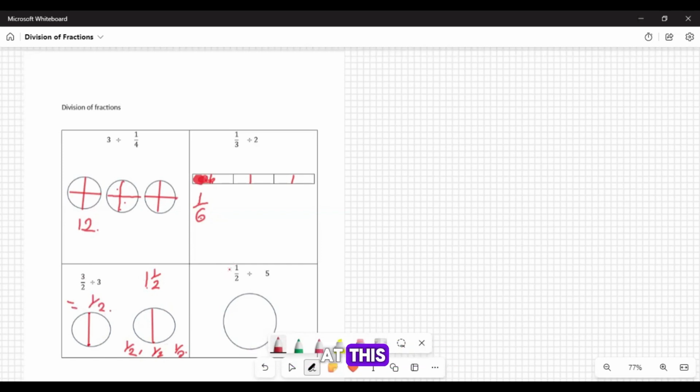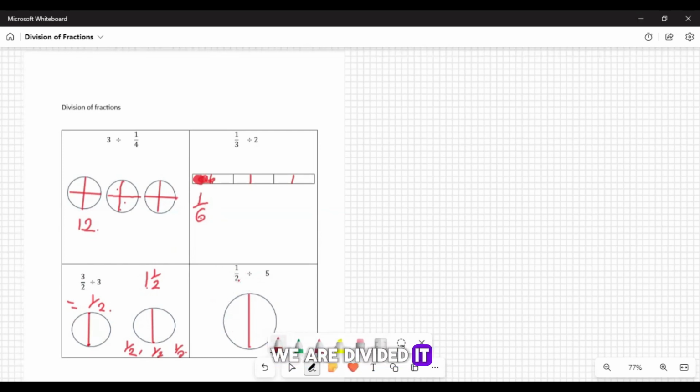Now let's look at this. We have half, 1 out of 2, divided by 5. So this is a proper fraction. It is a full orange that has been divided into 2 equal parts. And so this is the half. This is half. Okay.